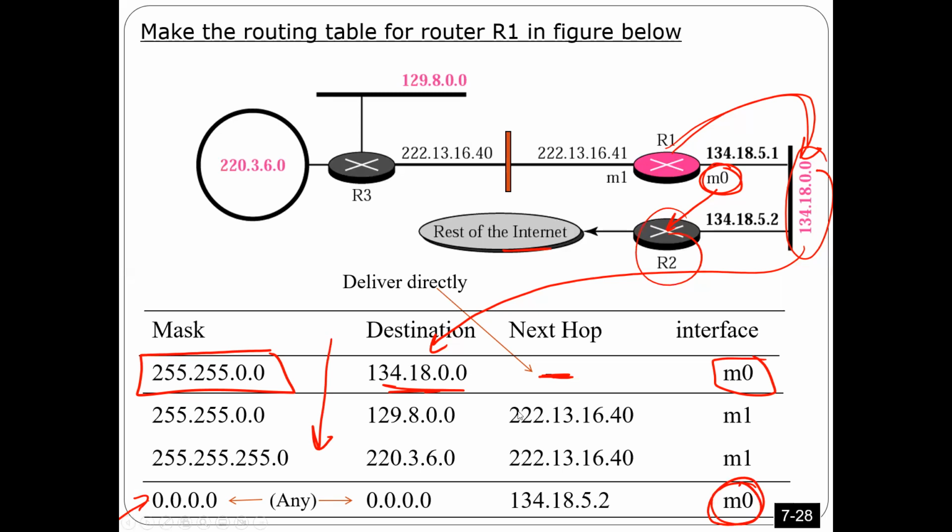So if this is the case, it has to go to R2. That means it has to go through M0. Also, for this address there is a next hop, so this is the next hop here.